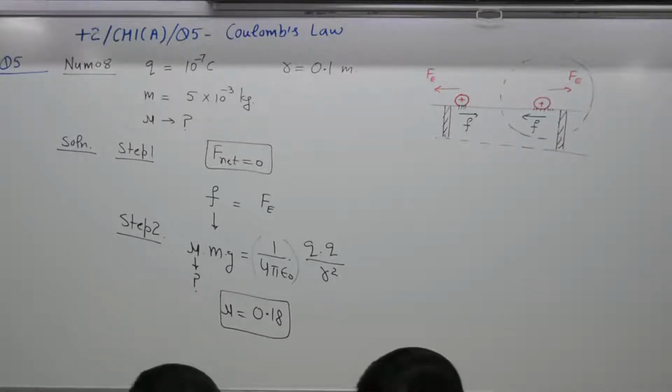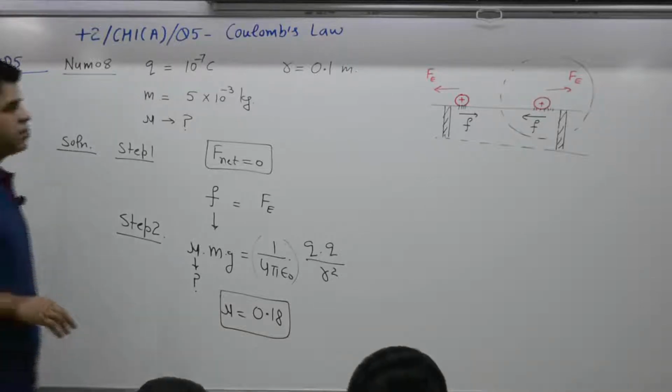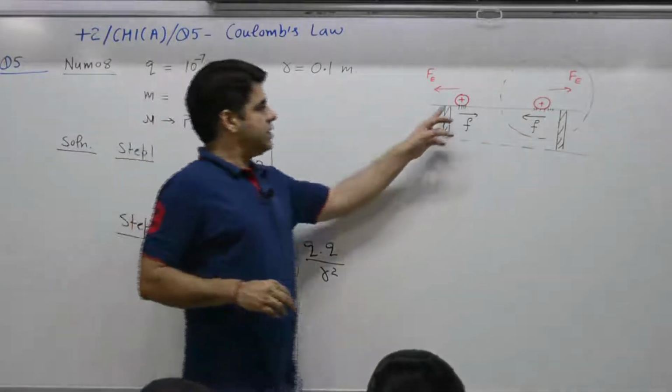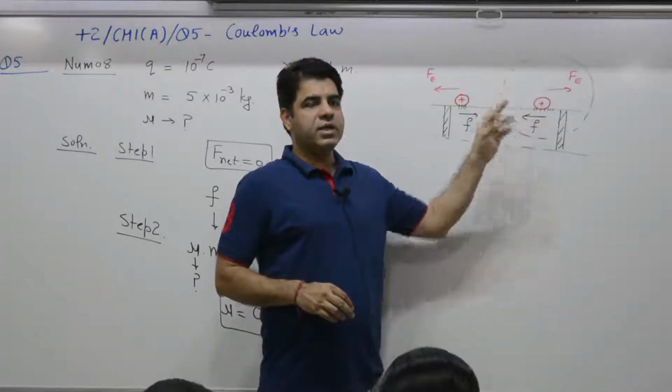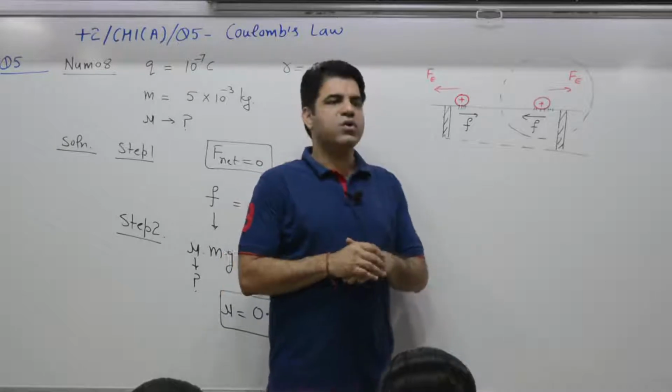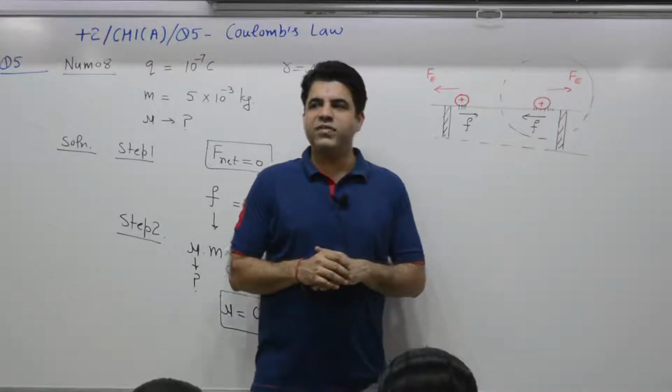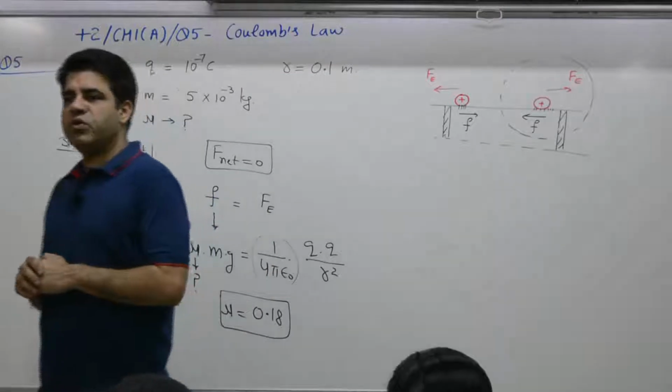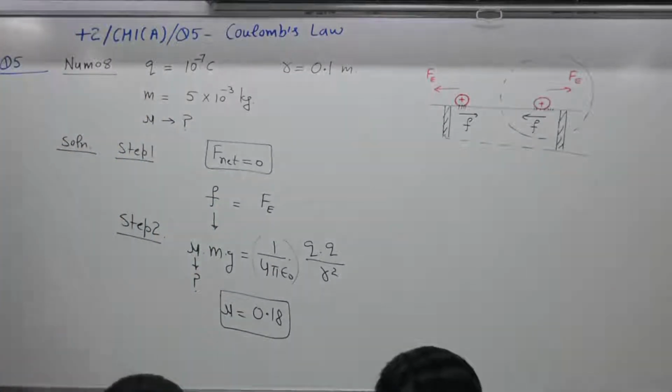How many of you with the correct answer? 0.18. Gravitational force of attraction, capital G m1 m2 by r square, is very, very small. You can take that into account. For 5 gram and 5 gram, that value will come out to be very, very small. That is why one table won't attract another table, because capital G is very, very small.